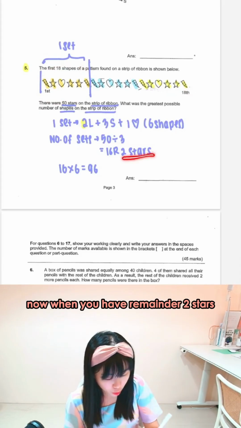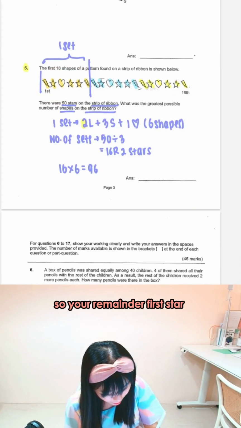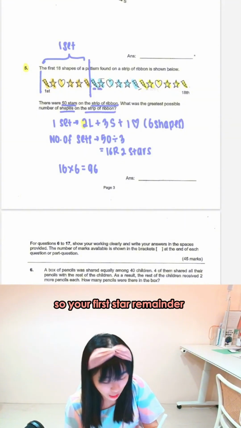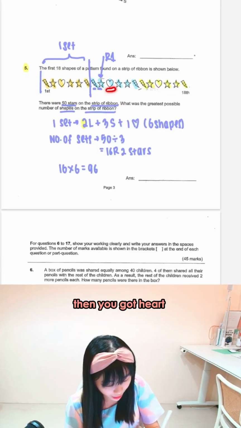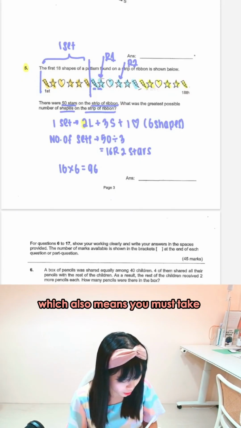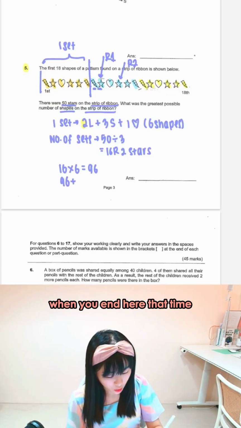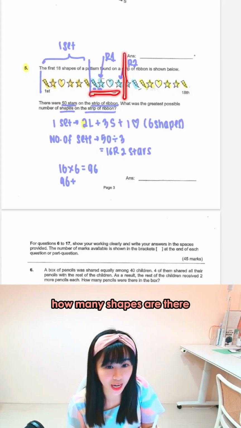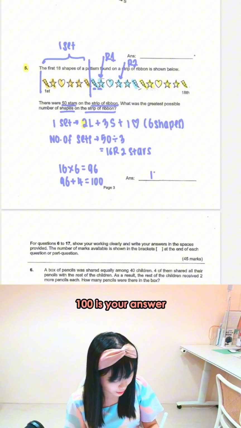Now, when you have remainder 2 stars, it must start from the next set, right? So, your remainder first star. This is a lightning, right? So, your first star remainder 1 star is here. Then you got heart, right? Then your remainder 2 star is here. Which also means, right, you must take 96 plus how many more shapes? When you end here that time, how many shapes are there you need to add? Plus 4, right? That's how you get 100 is your answer.